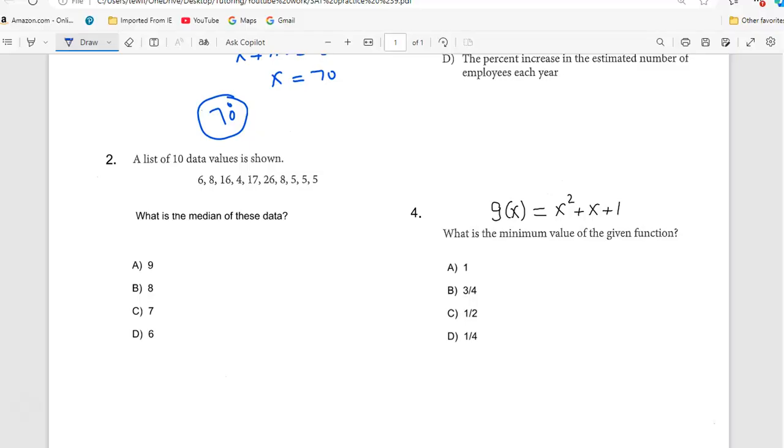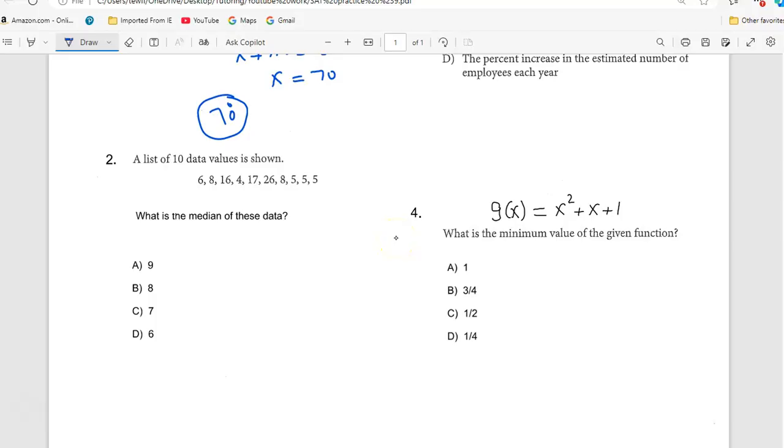For this one, a list of 10 data values is shown. We have 6, 8, 16, 4, 17, 26, 8, 5, 5, 5. So this is, we said already, 10 numbers. So what we're looking for, what is the median of this data? So to find the median, we have to put it in order. So we're going to put it in ascending order.